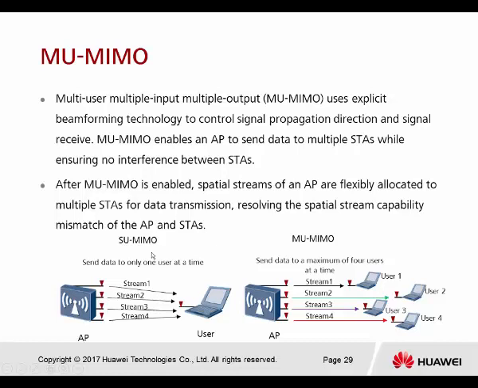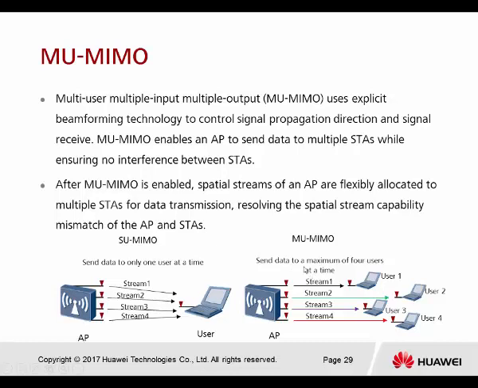So the previous one, with the older MIMO technology, only supported a single user. Like this one, the user only has one receive antenna. So all the spatial streams here, you just focus on one antenna sent to the PC user. So with this one, you require beamforming to be enabled.